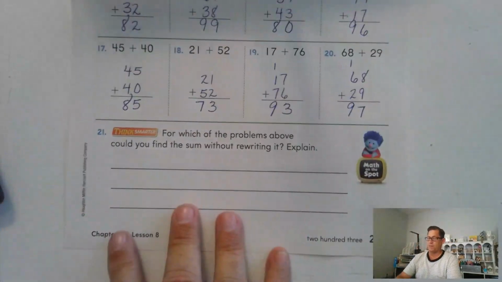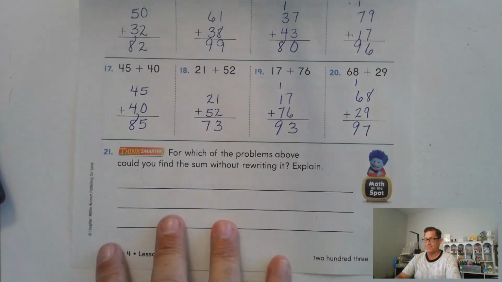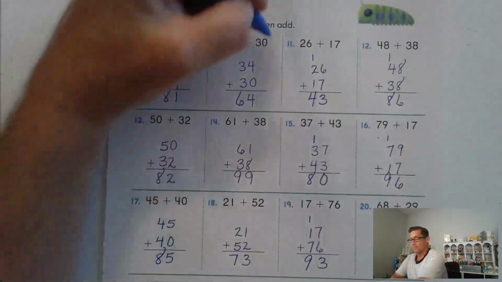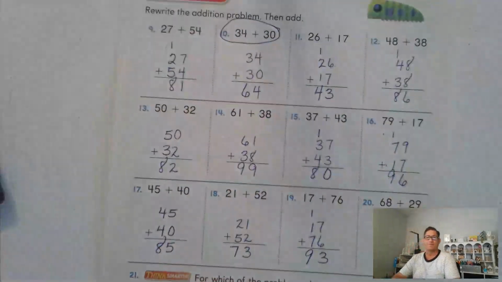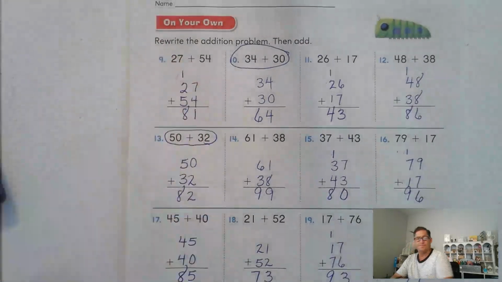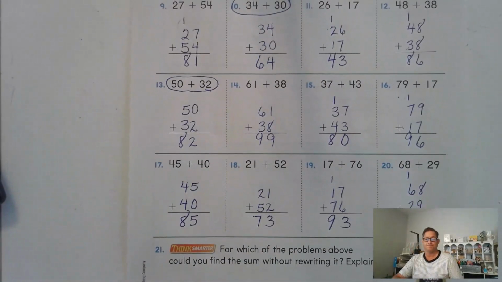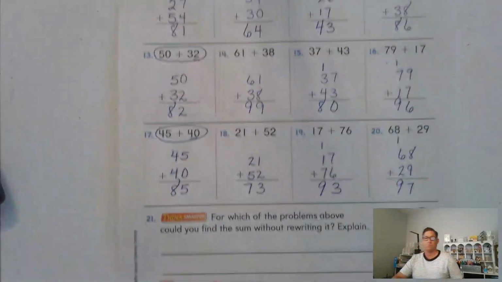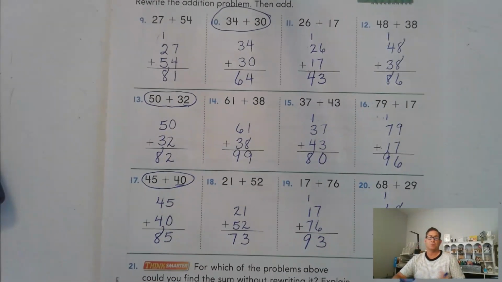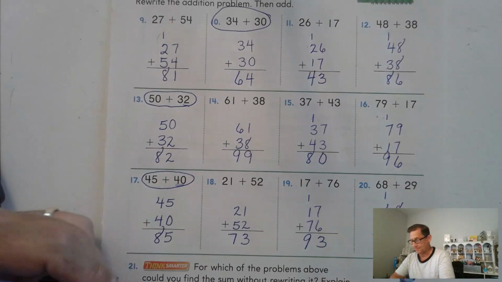21. For which of the problems above could you find the sum without rewriting it? Okay, so I could have done that one. I could probably do this one. And I could probably do this one without rewriting it. Okay. So why could I do those? Well, let's talk about 17.